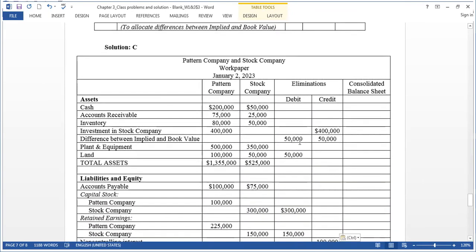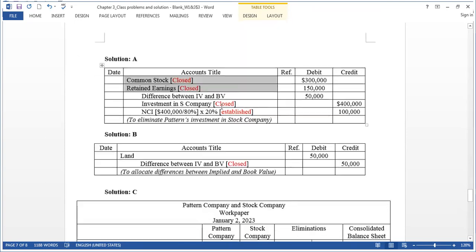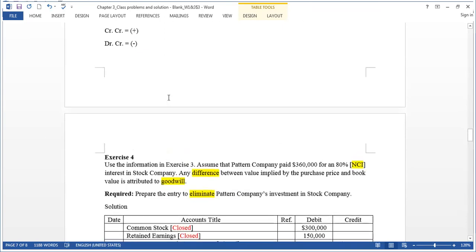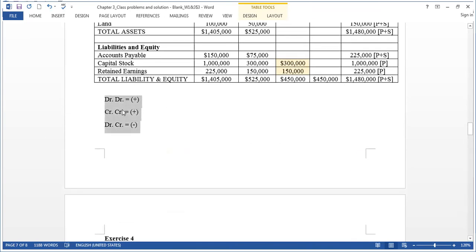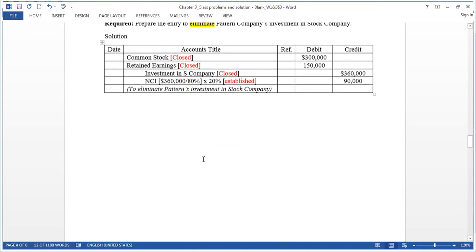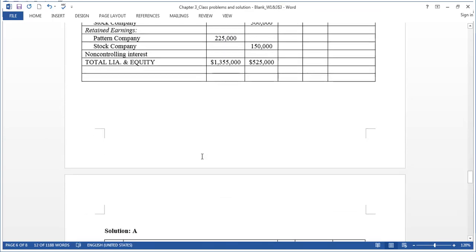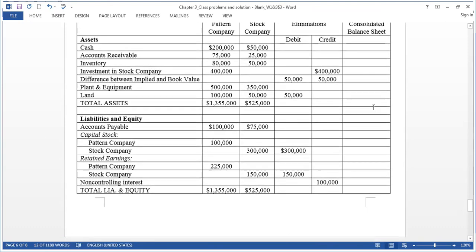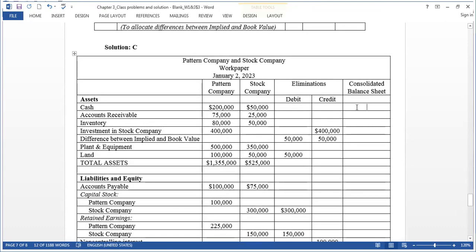After that, we are going to follow this formula again. This formula will help you to solve this question. Anyway, so this is something like $250,000.